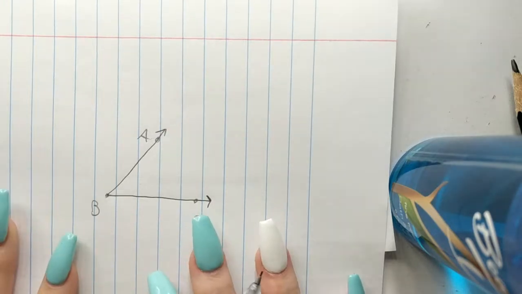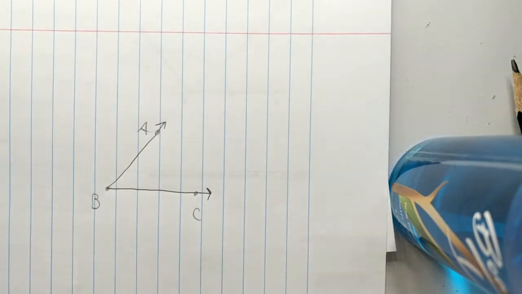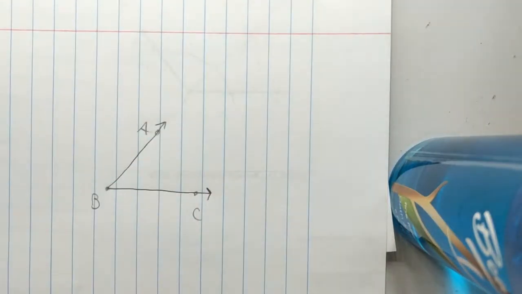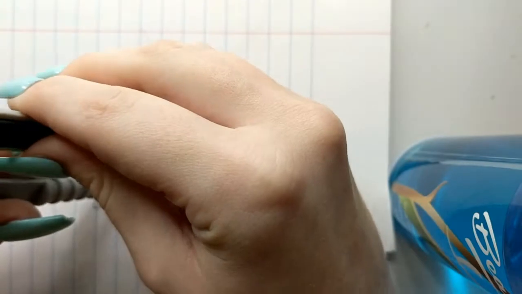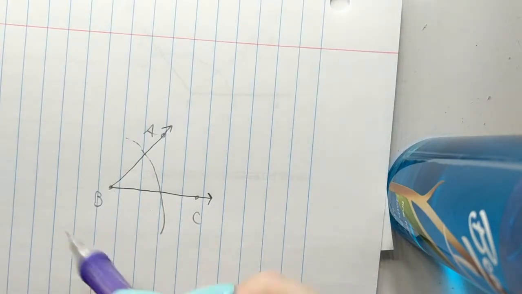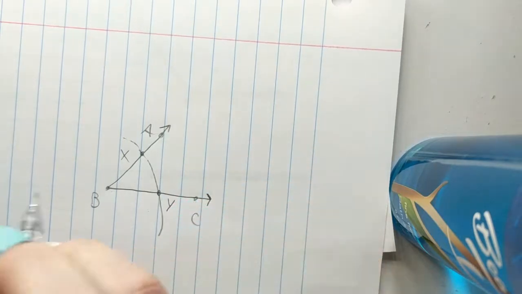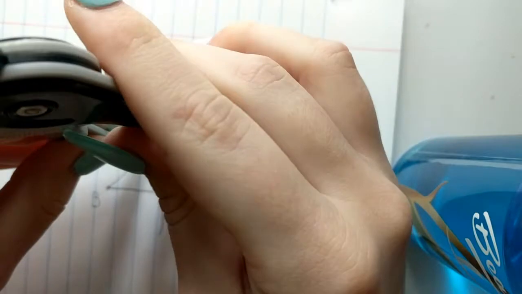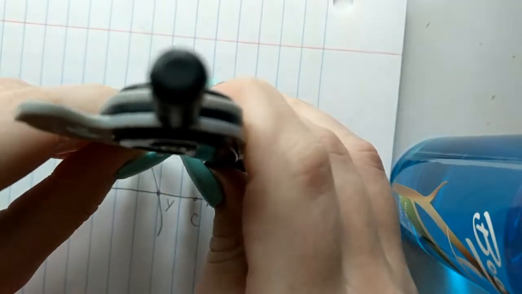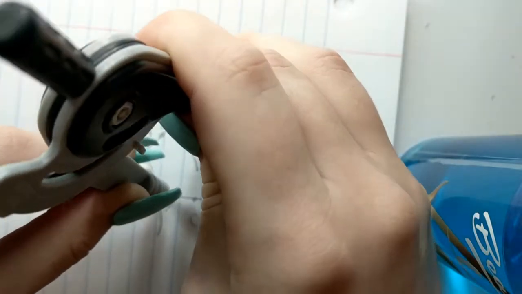So you're going to start with an angle that looks like this. The first thing you're going to do is take your compass and put it on B, which is the vertex. And you're going to draw an arc like this. And we're going to label these points X and Y. Now you're going to put the compass on point X and draw another arc that's inside this angle, like this. Now you're going to go on Y, an intersecting line.